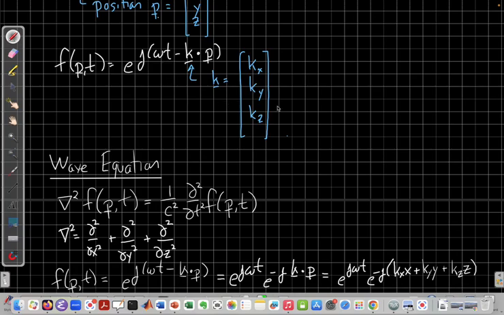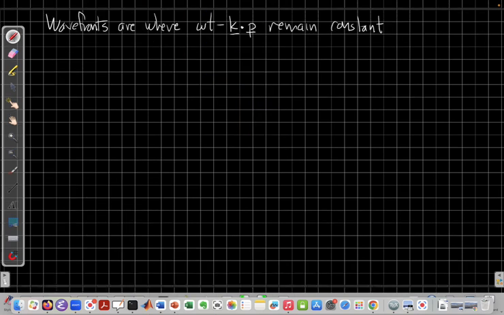So let me sketch that, and we can interpret that a little bit as we finish up. Our wavefronts are the set of points where omega t minus k·p remains constant. If I imagine taking a snapshot, freezing time at an instant, as I just said a second ago, the wavefronts will be the set of points perpendicular to k, the set of p's that keep the inner product the same, which are all the lines perpendicular to k.